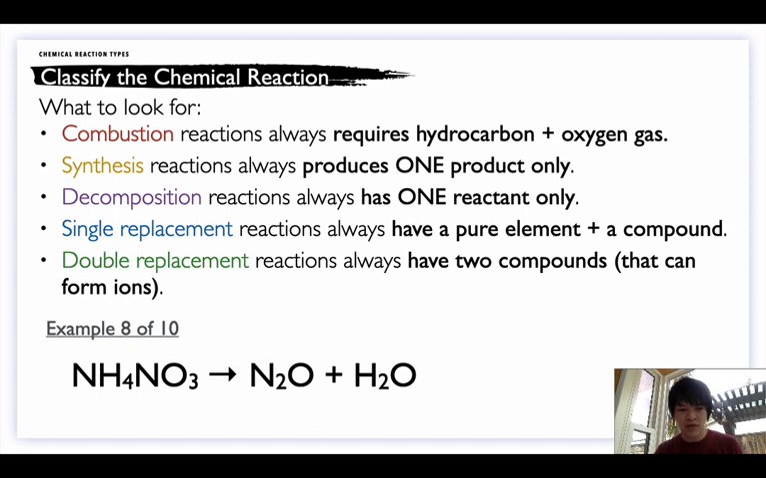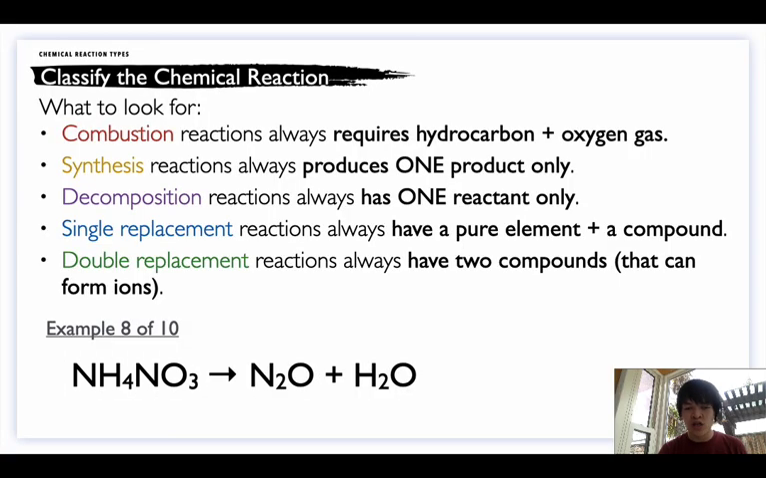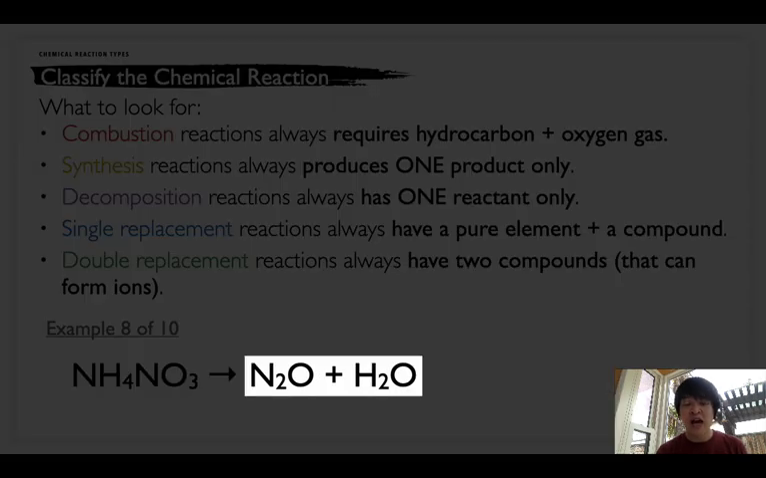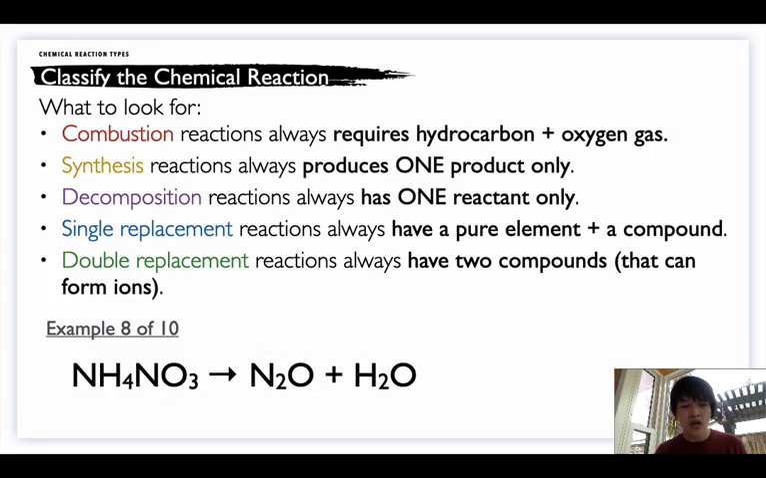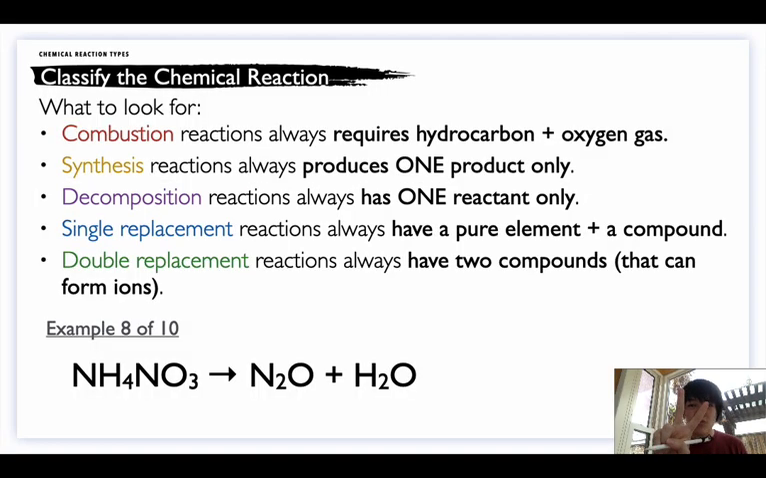Now we have, on the left-hand side, just ammonium nitrate, just one reactant. And this one is producing dinitrogen monoxide and water, all right? Now, since there is only one reactant and it's breaking apart to form two different products, this is a decomposing reaction or a decomposition reaction.